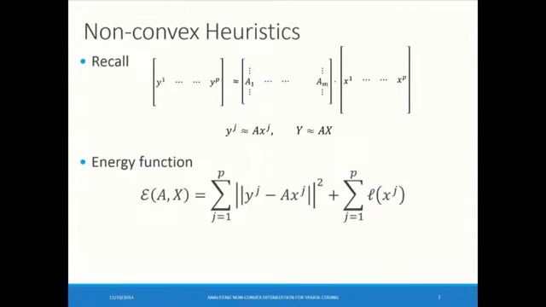And this is my outline. I'm going to first introduce some existing heuristics that are used in practice, and then some models that allow us to understand this problem from a theoretical point of view. So recall, we want to decompose this data matrix into a product of an over-complete matrix and a sparse matrix.